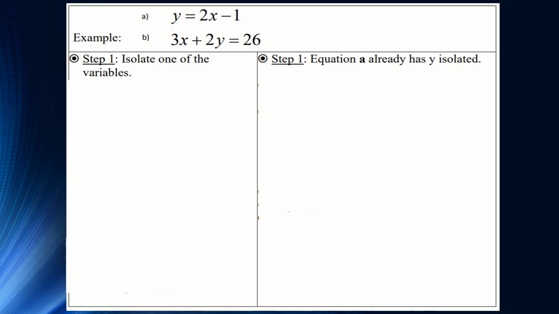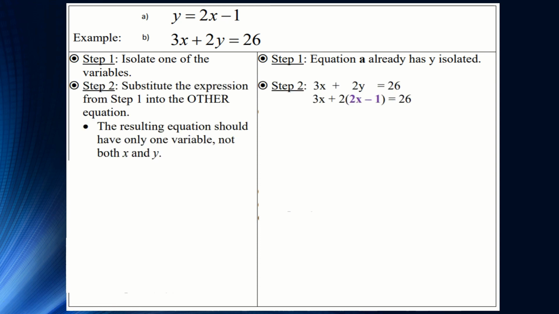Isolate a variable. Solve one of the equations for a variable. Well, check it out. Step 1, equation A already has y isolated. Y equals. Fantastic. So step 1 is done. Step 2 is to substitute this expression into the other equation. Now, the first time you see this, it looks a little complicated. You're like, Pratt, what are you doing? So I've rewritten the equation B, but instead of y, we're going to take out y because we know y is 2x minus 1. So we've got that here in purple. So we've substituted 2x minus 1 for y.